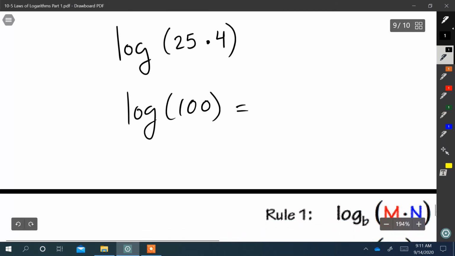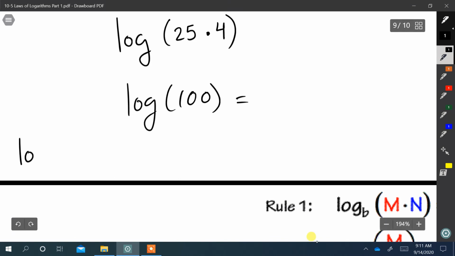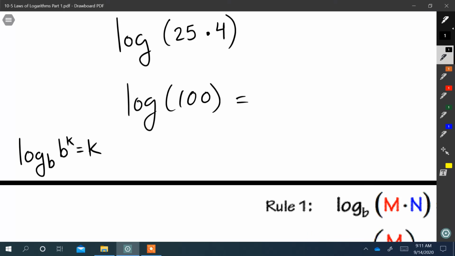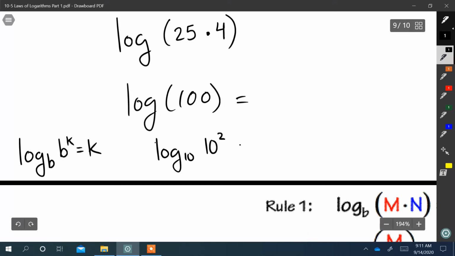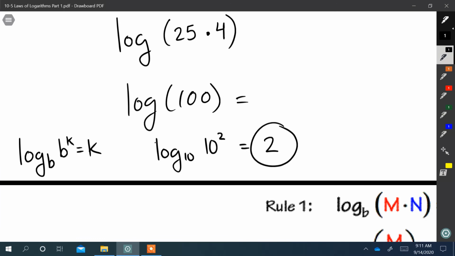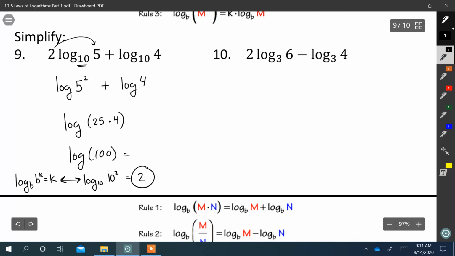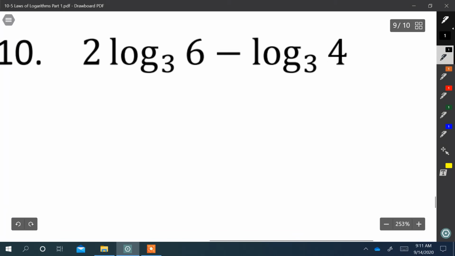And guess what? What is the log of 100? Remember the definition of a logarithm. If you have log base b of b to the k, then the answer will be k. Well, in here you have log base 10 of 10 to the second, then the answer will be 2. Same idea. Connect those two. Use the definitions. Awesome.